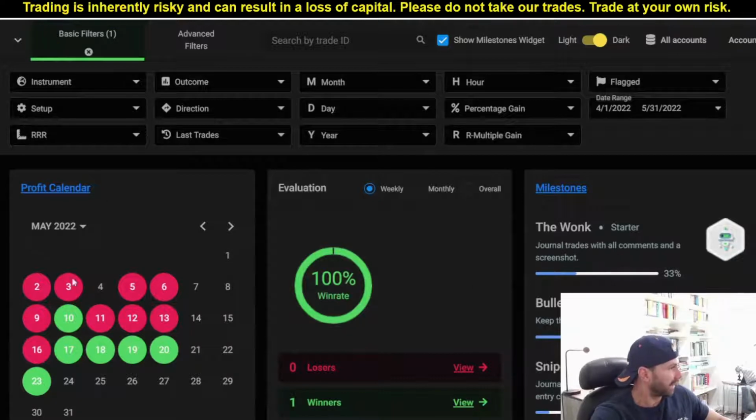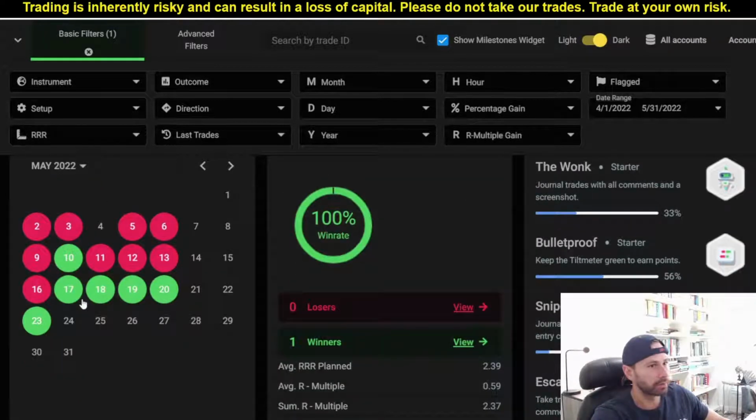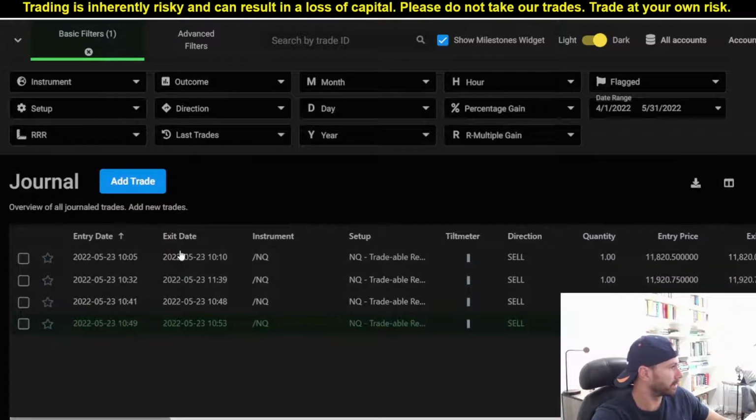Alright, this is the calendar from H1. Today is the 23rd of May and I took 4 trades. A 3 break even. This was unbelievable, but it's the way it works. And sometimes this might happen, right?